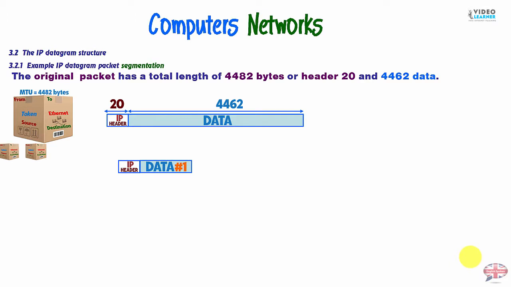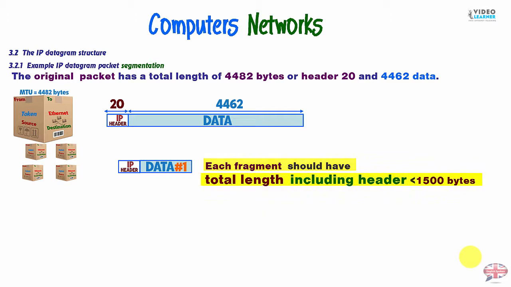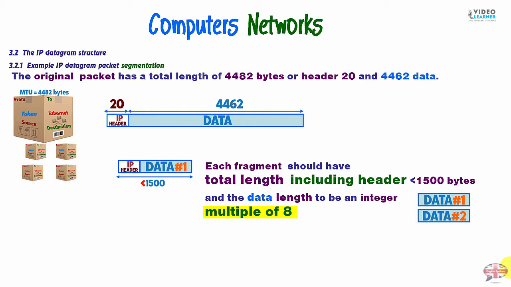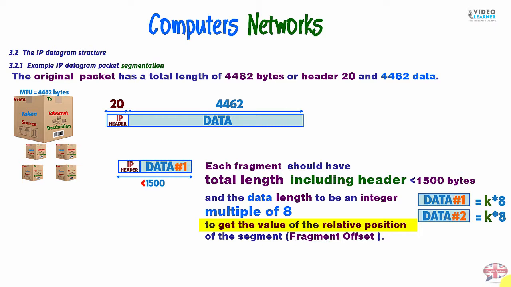So we have fragments. Each fragment should have a total length, including header, of at most 1,500 bytes, and the data length must be an integer multiple of 8. So the first fragment will be k times 8, so it will be a multiple of 8 data length, and the same for the second fragment, and so on. To get the value of relative position, we mean the fragment offset of the segment.